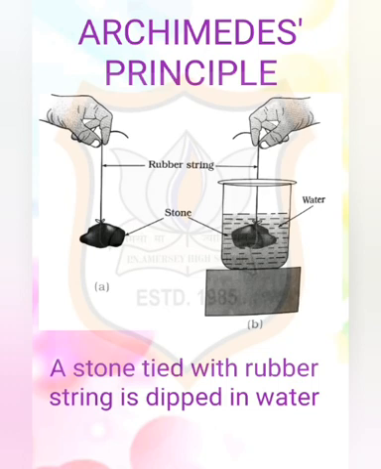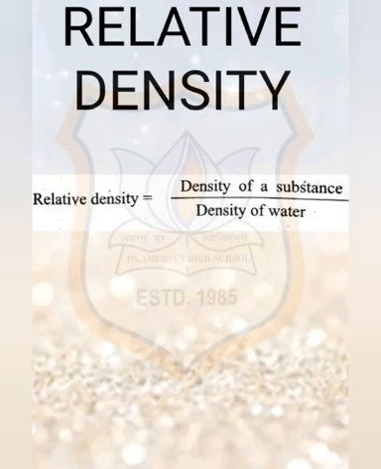Since the extension decreases once the stone is lowered in the water, it means that some force acts on the stone in the upward direction. As a result, the net force on the string decreases and hence the elongation also decreases. As discussed earlier, this upward force exerted by water is known as the force of buoyancy. The last concept of this chapter: relative density.